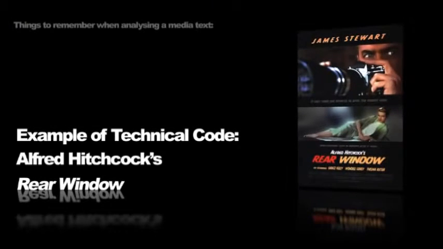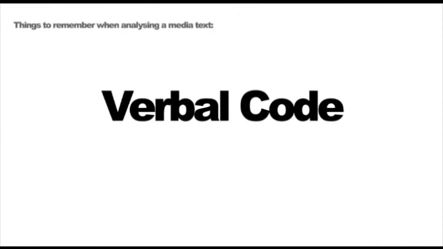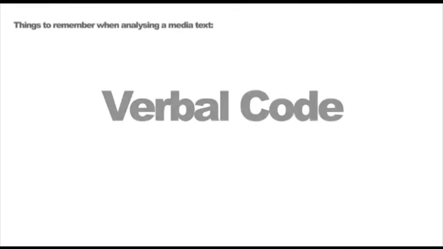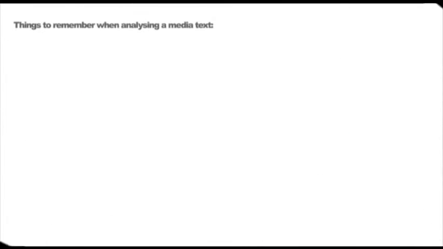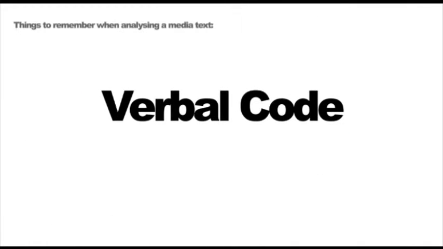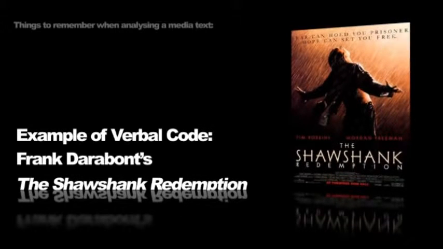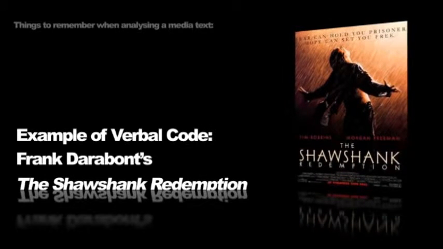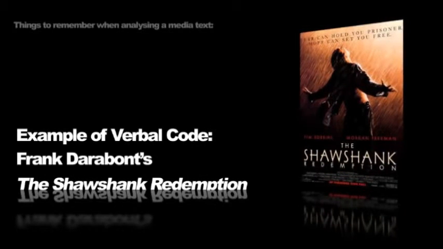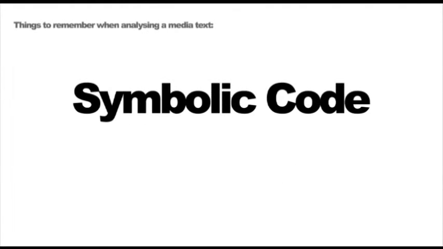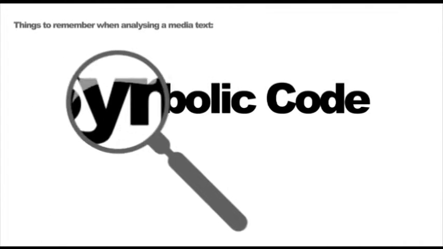A good example of this is Hitchcock's Rear Window. Verbal code. This is the way language is used, both written and spoken. How is language used to convey the story? Compare the language of a voiceover in a documentary with that of the voiceover in a film like The Shawshank Redemption.